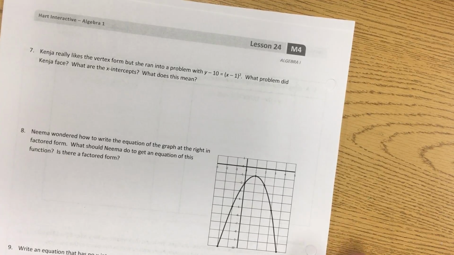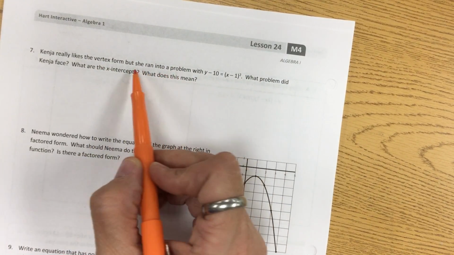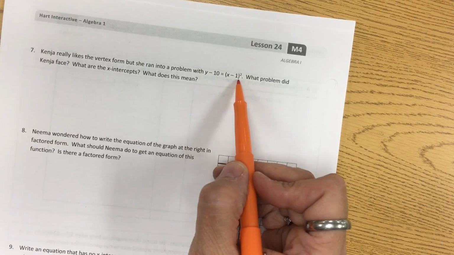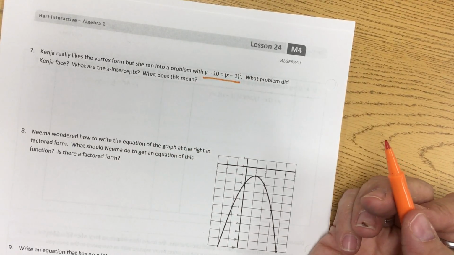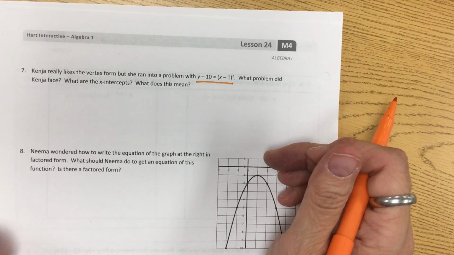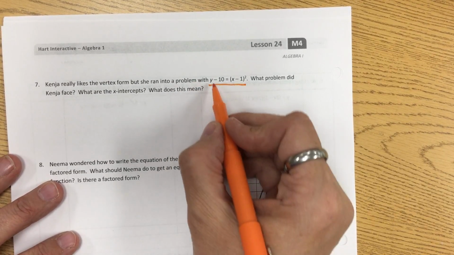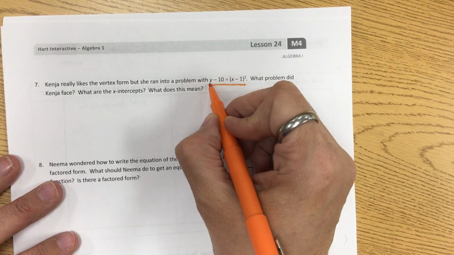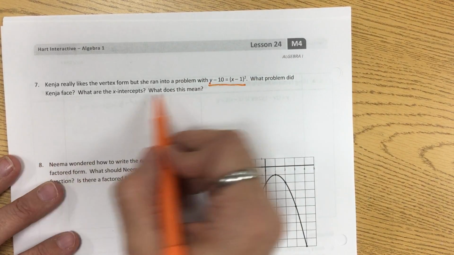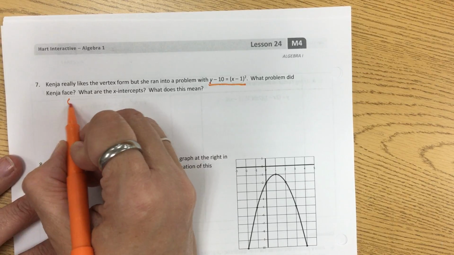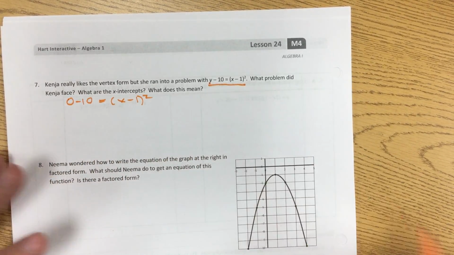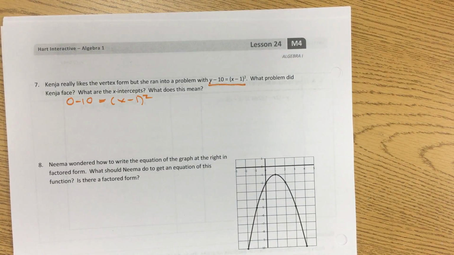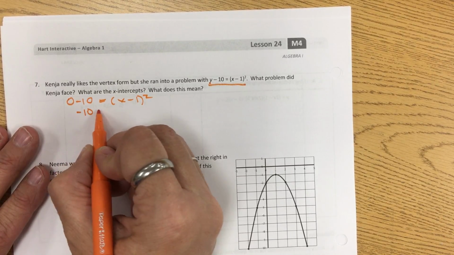So Kenja really likes the vertex form, but she ran into the problem right here. Okay, what's the problem? Well, right now it's not really in vertex form, but does that really matter? No, because when I do my x-intercepts, aren't I just putting 0 in for y? So 0 minus 10 equals x minus 1 all squared. So that part's not bad. Are you running into another problem? I think I might run into another problem.